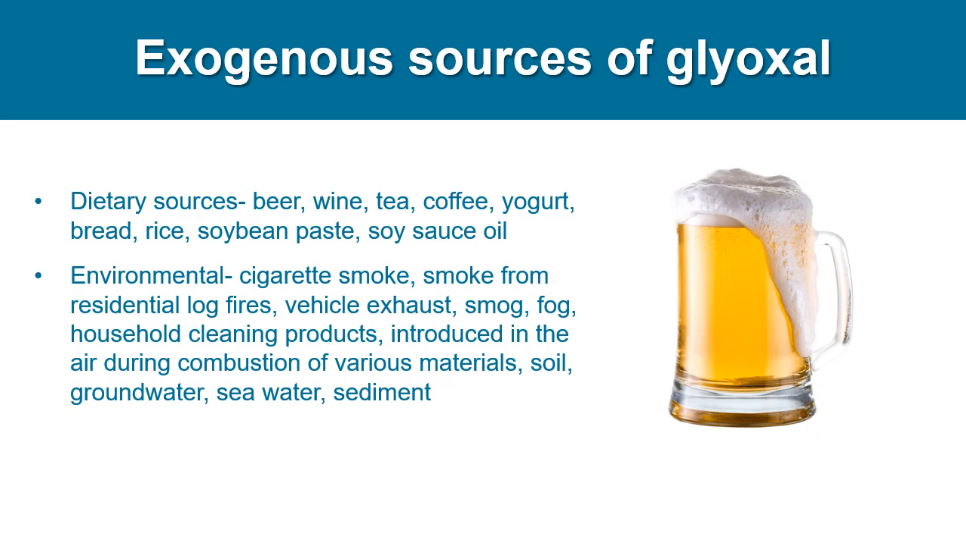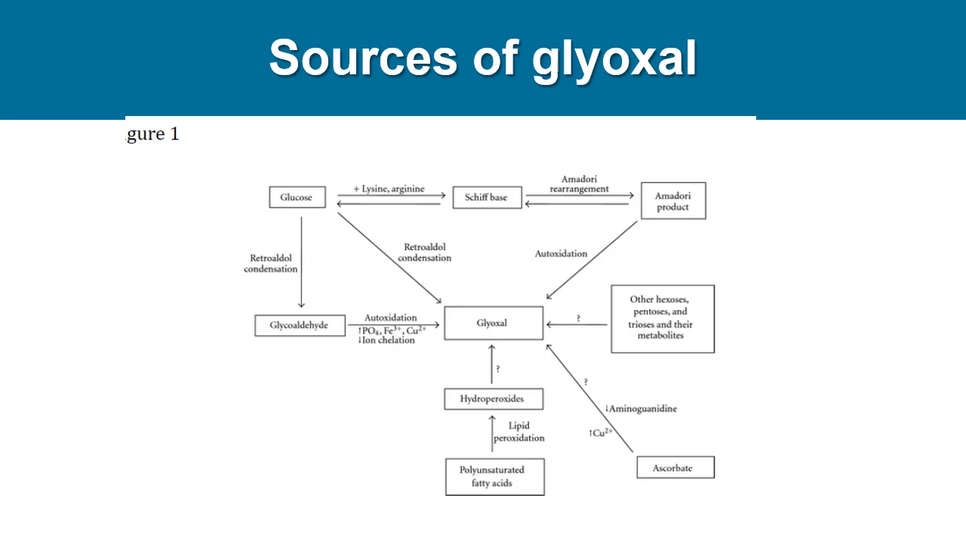And then environmental includes cigarette smoke, smoke from residential log fires, vehicle exhaust, smog, fog, household cleaning products, and can be introduced in the air as well, the soil, the groundwater, seawater, and sediments. So there's lots of sources of glyoxal. So this image kind of shows you all the different ways that this can happen.